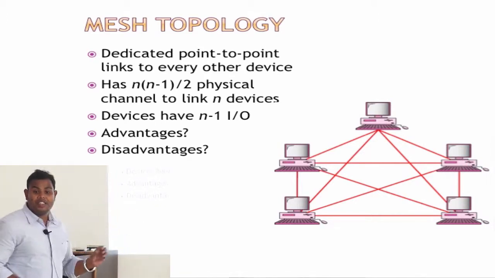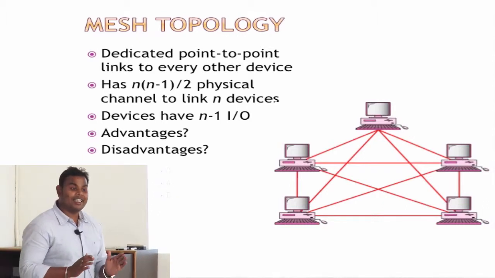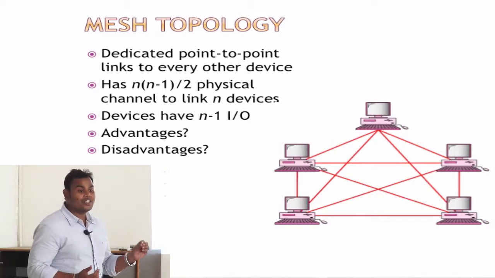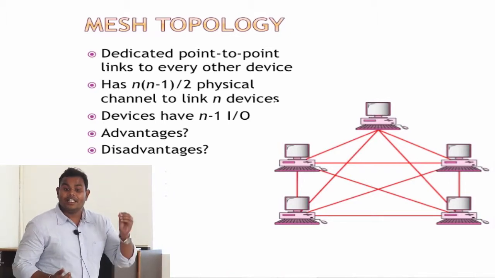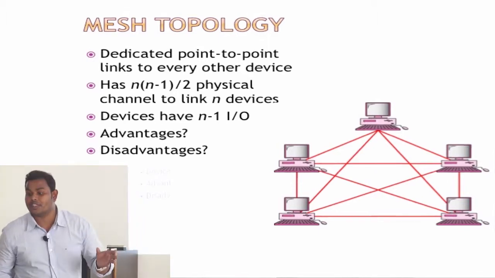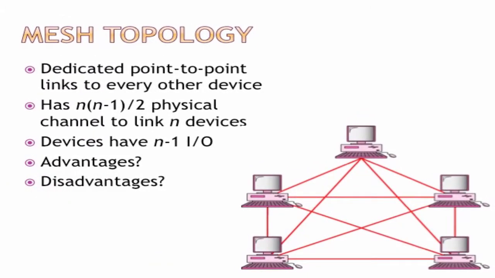Mesh topology means, suppose we have n number of computers connected using mesh topology, then every computer has a dedicated link to all other computers. Are you getting my point? You can see every computer has a dedicated link to all other computers. So if I go for the top one of the 5 computers I am taking, the top one is connected to all.